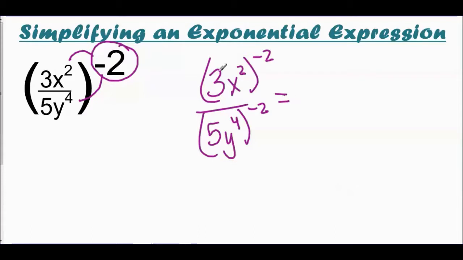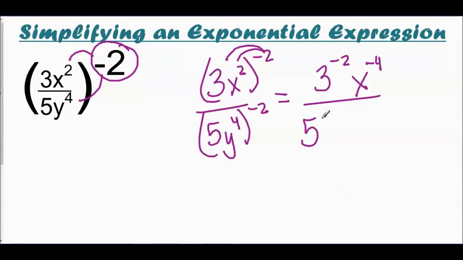So on top, I have a product to a power, so that negative 2 exponent goes to each factor, so that's going to be 3 to the negative second power, and then x to the negative 4th power, over 5 to the negative second power, y to the negative 8th power.